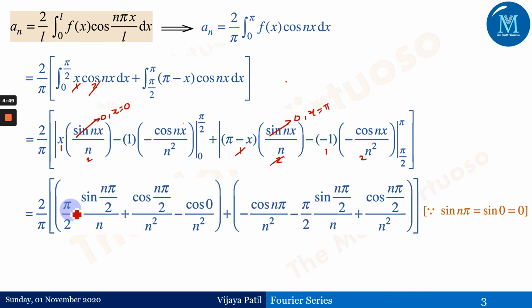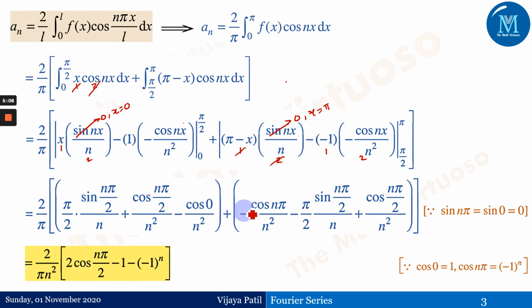And then this would happen as pi by 2 sine of n pi by 2 by n, plus so on. So you just have to put the upper limit and the lower limit, upper limit minus the lower limit. So these are the expansions. And then if you observe, cos of 0 is 1, cos of n pi is minus 1 to the power n. And if you just go on to solve this particular thing.